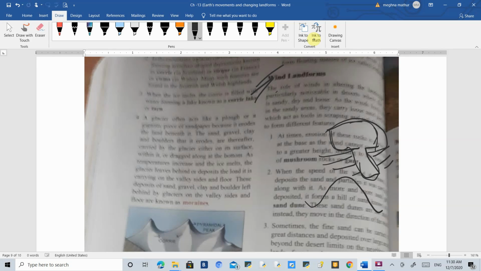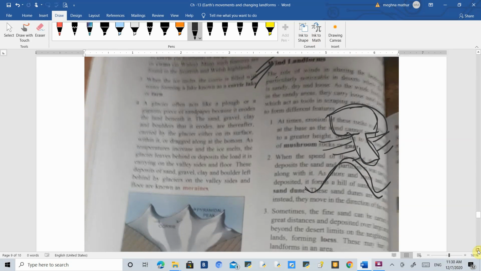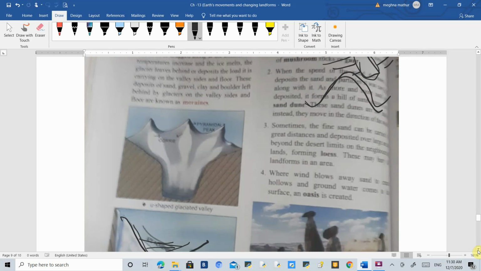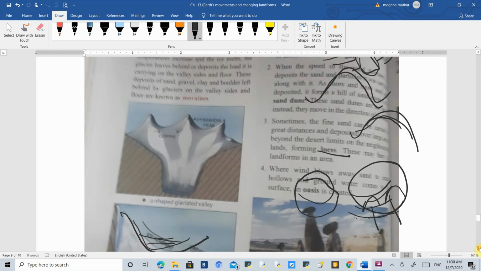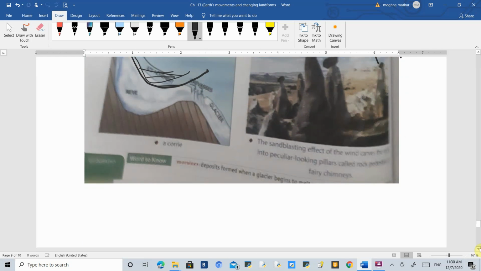Sand dunes are also formed by the pressure of the wind in the desert area only. Then, due to the pressure of wind, sometimes sand is carried to very far places and it takes the shape of a landform, which is called loess. You will also find an oasis in the desert area. What is an oasis? When the wind erodes the layer of sand in a particular area, then the underground water comes up and it takes the shape of an oasis. So all these kinds of landform you will see in the desert regions only.